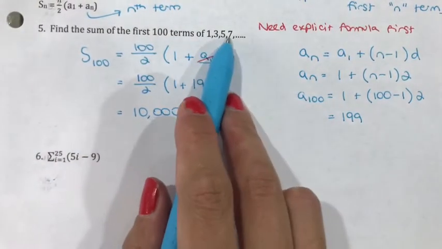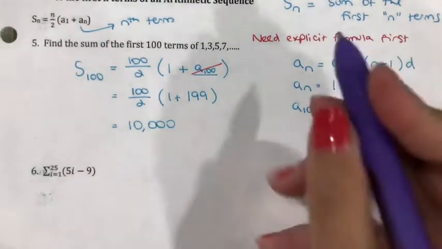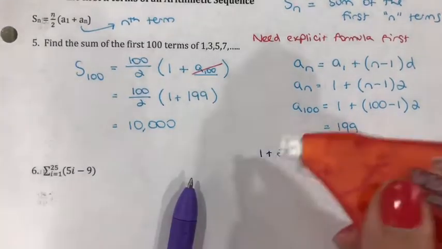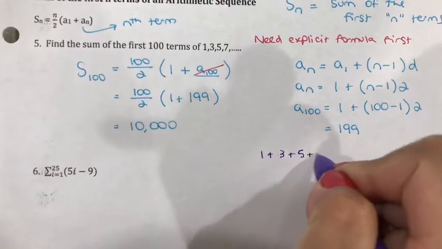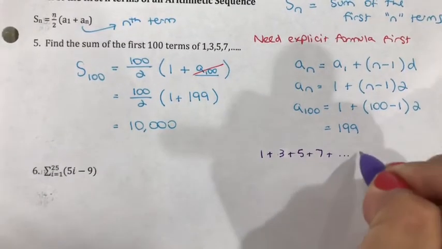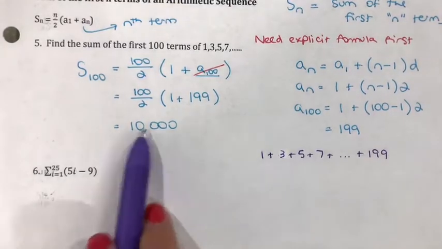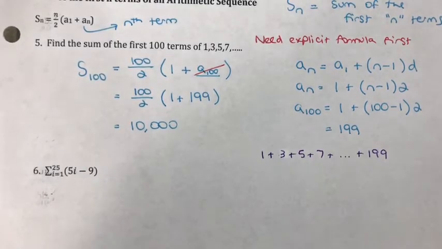That means if you add up all of these numbers, 1 plus 3 plus 5 plus 7 plus all the way up until 199. If I add up all these numbers, I'm going to get 10,000. So it's a lot faster way of us doing that.